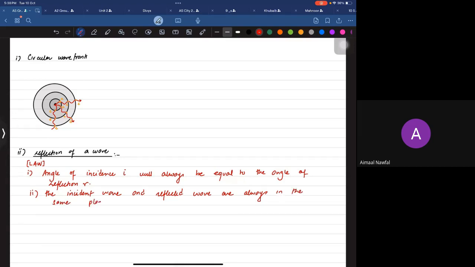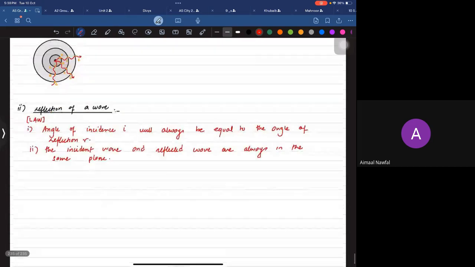which means if they were both in the x plane, they would stay in x plane. If they were in y plane, they would stay in y plane. If they were in z plane, they would stay in that plane. Or else you cannot change that. I'm going to explain that in a bit.